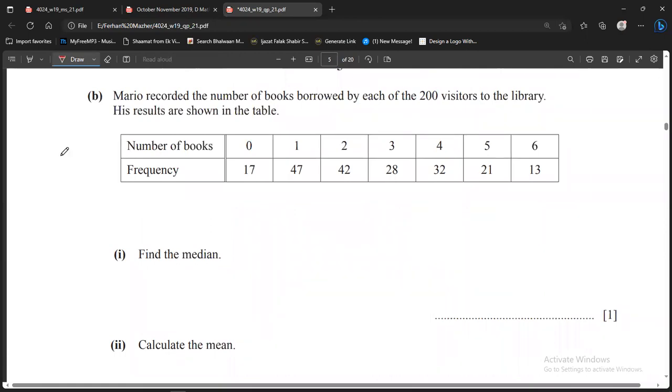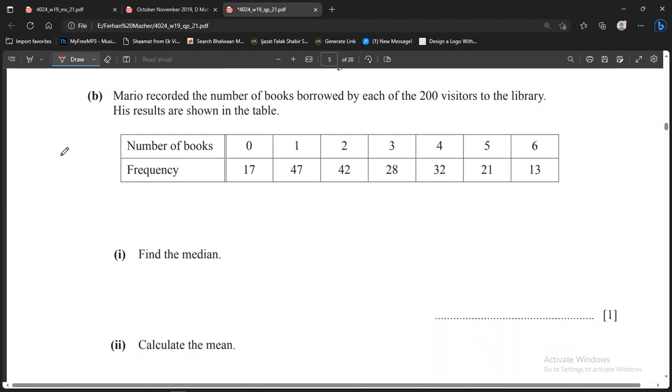This is question number 2, B part. Mario recorded the number of books borrowed by each of the 200 visitors to the library. His results are shown in the table. Number of books: 0 books, 17 people; 1 book, 47 people; 2 books, 42 people; 3 books, 28 people; 4 books, 32 people; 5 books, 21 people; and 6 books, 13 people.